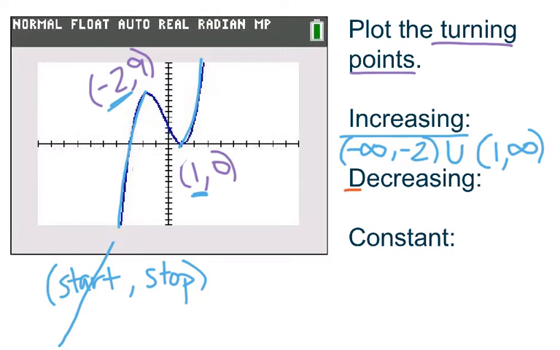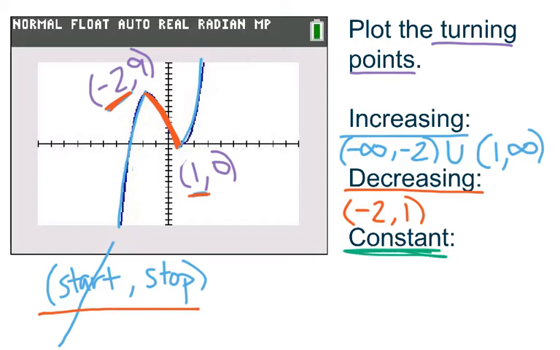Okay, now decreasing I'm going to do in red. It is decreasing from here to here. All right, and we're going to do the same thing. We're going to say where it starts and where it stops. So it starts when x is -2, and it stops when x is 1. Once again, we're going to put parentheses around it because it's not actually decreasing at those points. It's just changing. All right. And then constant would be wherever the graph is flat. So I don't see anywhere the graph is flat, so we're just going to put an NA because it's not applicable. All right, we'll do some more because I know it's a little confusing.